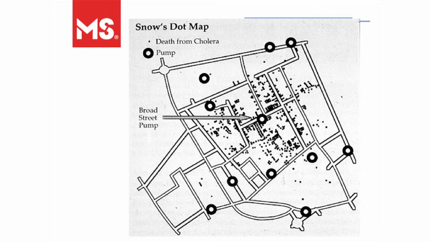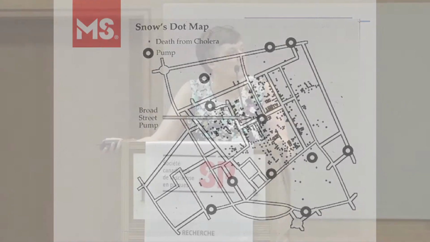And the other circles are other water pumps that come from other water companies. So again, using observation, he identified this single source of water, at least he thought, that must be responsible for these cases of cholera. He didn't do any detailed experiments, it was observational. And what he did is he removed the handle of the pump. And there were no more cases of cholera in that area.